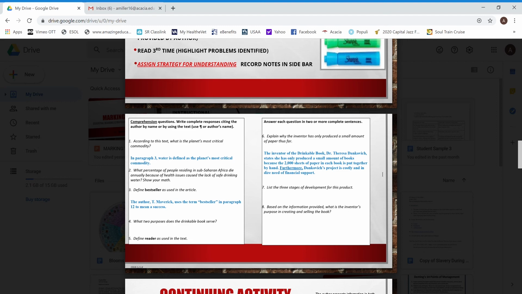This is also a great time for teachers to ensure that students are using transition words correctly. So explain why the inventor has only produced a small amount of paper thus far. The inventor of the drinkable book, Dr. Teresa Dankovich, states that she only produced a small amount of books because the 2,000 sheets of paper in each book is put together by hand. Furthermore, Dankovich's project is costly and in dire need of financial support. So now I have 2 complete sentences. I followed the instructions and I've used a transition word, and I've taken the direct text information from the article and paraphrased it into my own words.